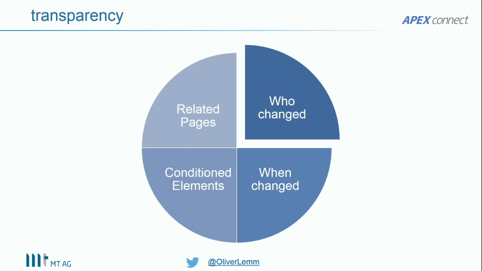The next thing, the conditioned elements thing. As I said, if something is not shown for one user and the other user can see it, it's hard to see directly who sees something if you run over the application. And that means getting more transparency into the application. And at last, the related page thing, that you know which pages are related, where will I go when I click a special button, or what is the relation between the things.